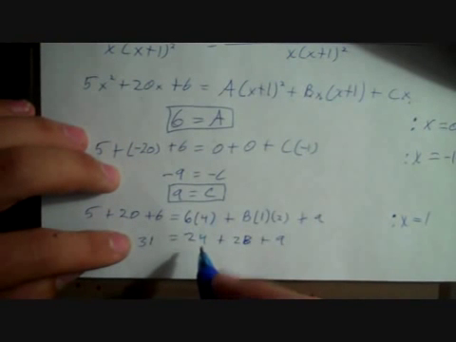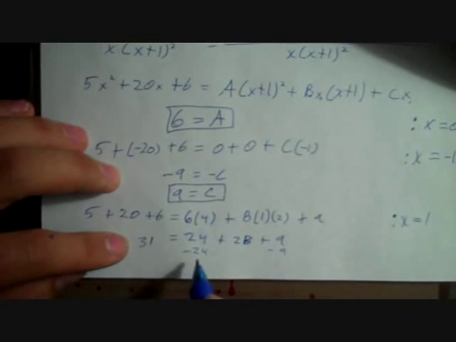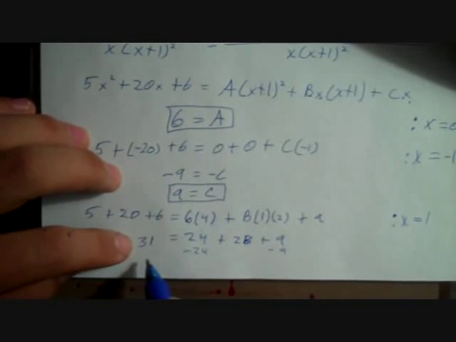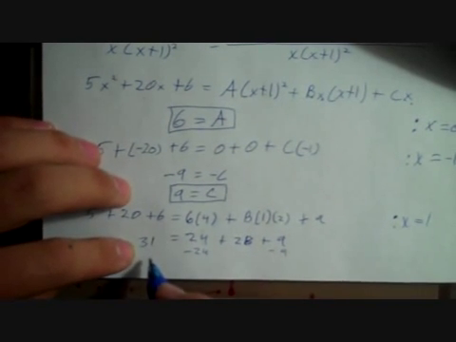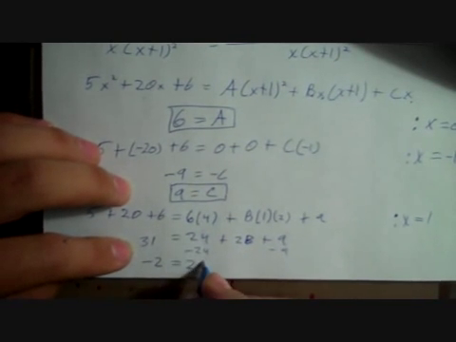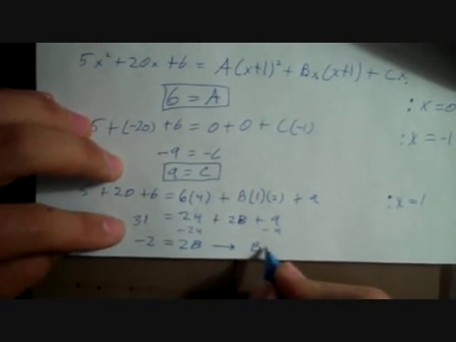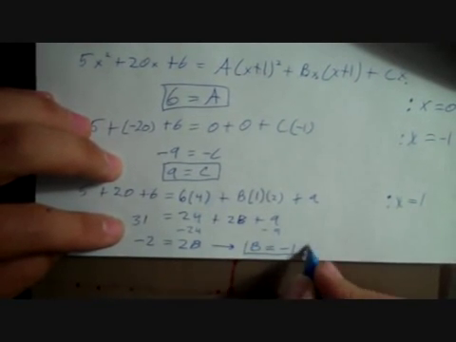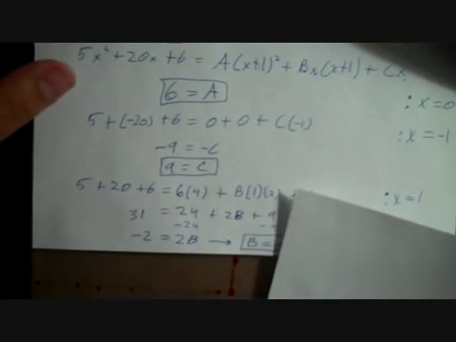Right? So we're going to subtract 24, and we're going to subtract 9. So 31 minus 24, that's 7. And 7 minus 9, well that's negative 2. So negative 2 equals 2b, running out of space here, which means that b equals negative 1. Right? So let's plug those into our original statement.